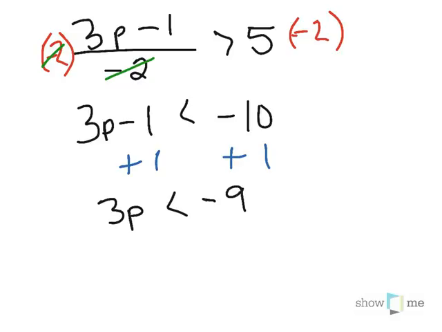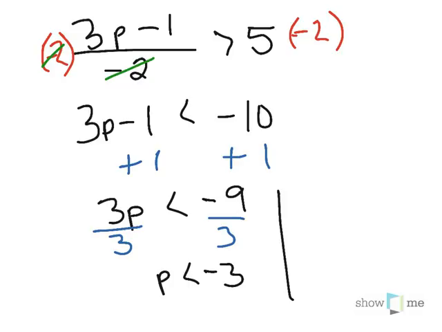Lastly, we're going to divide both sides by 3, giving us that p is less than negative 3. Now to put this in interval notation, we are saying that p is less than negative 3, which means we're looking at p being everything up to negative 3, which means negative infinity to negative 3, and since negative 3 is not included, we put a parenthesis.